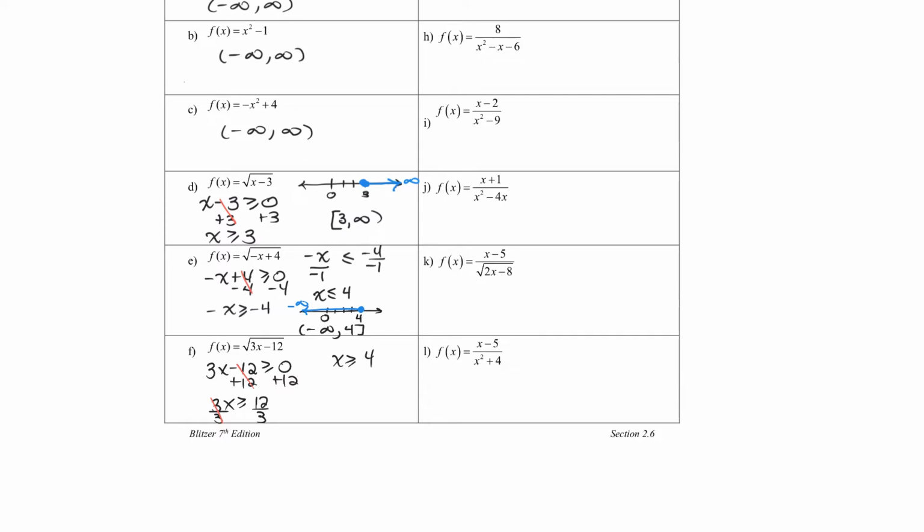And so on a number line, 1, 2, 3, 4, that's a closed circle pointing to the right towards positive infinity. So the domain is going to be bracket 4 comma positive infinity in interval notation.